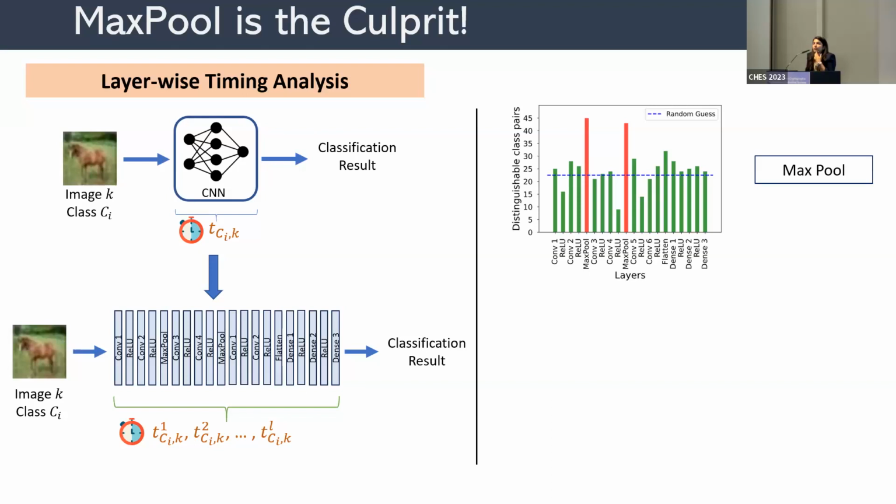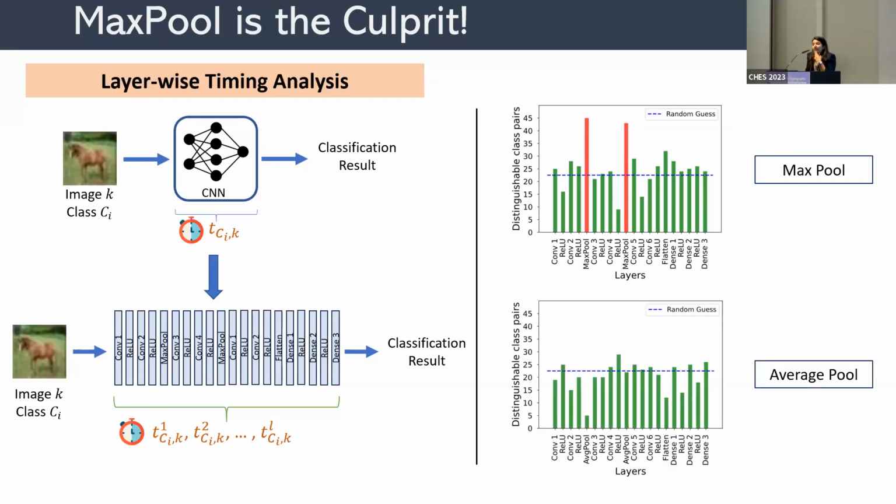Also, to confirm whether it's only max pool or something common to pooling functions in CNNs, we also tested average pool. For average pool, we observed no such leakage in the average pooling layer. So moving on, we want to see why this max pool function is causing this leakage.